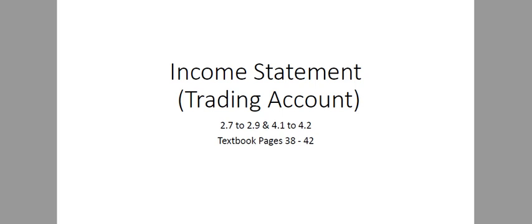This is about income statement, and if you see in the bracket it's trading account. Actually income statement is a combination of two accounts. One is the trading account about which this lesson is all. So we'll finish the first section of the income statement called trading account here, and then we'll move on to the next section of the income statement next week.